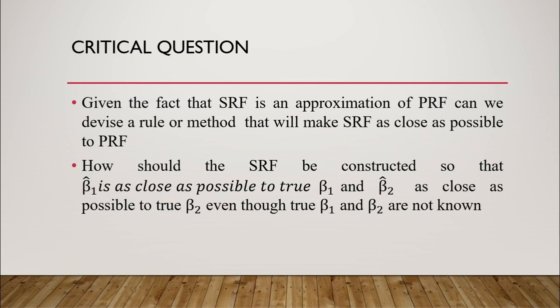So how should the sample regression function be constructed so that beta 1 hat and beta 2 hat are as close as possible to the true beta 1 and beta 2, even though the true beta 1 and beta 2 are not known? We do not know the true values of the population parameters beta 1 and beta 2. So our aim is to construct the sample regression function in such a way that beta 1 hat is as close as possible to beta 1 and beta 2 hat is as close as possible to beta 2. In a simple linear regression model, we will try to find some techniques which enable us to do this.